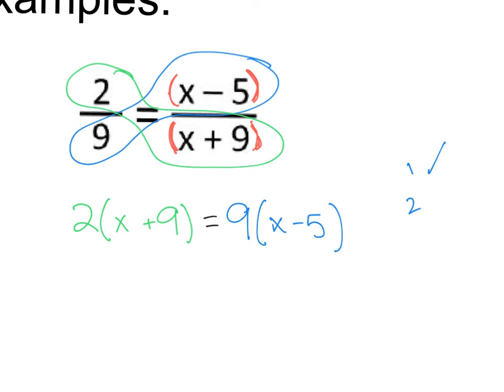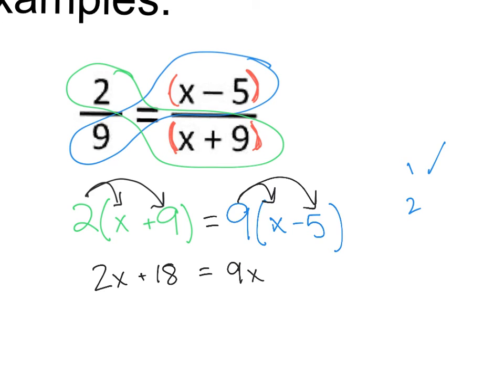Now this is where that step comes into play. We do need to distribute here. And remember the distributive property, we take what's outside of the parentheses and multiply it by both pieces, both terms of the expression. Which means we end up with 2x plus 18, equals, and we're going to distribute over here. 9 times x is 9x minus 9 times 5 is 45. They equal each other, and so step 2, check.